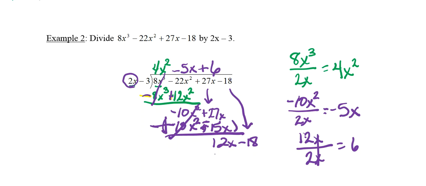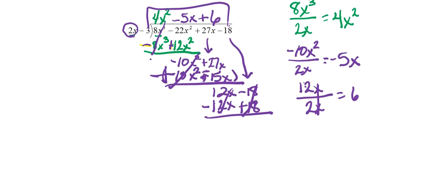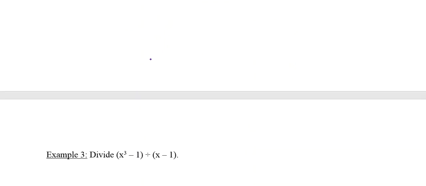Now I'm going to distribute 6 times 2x, which is 12x. 6 times negative 3 is negative 18. I'm subtracting, which changes my signs. Those go away, and in this case they all go away and I have no remainder. So I don't even have an r on this one. So once in a while they will go in evenly.